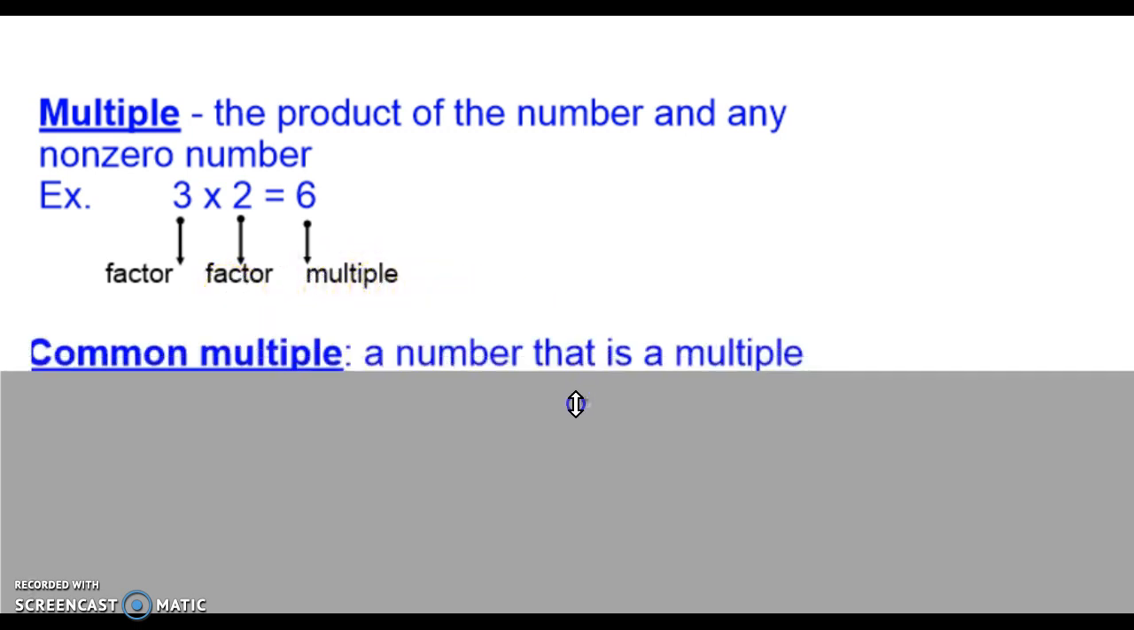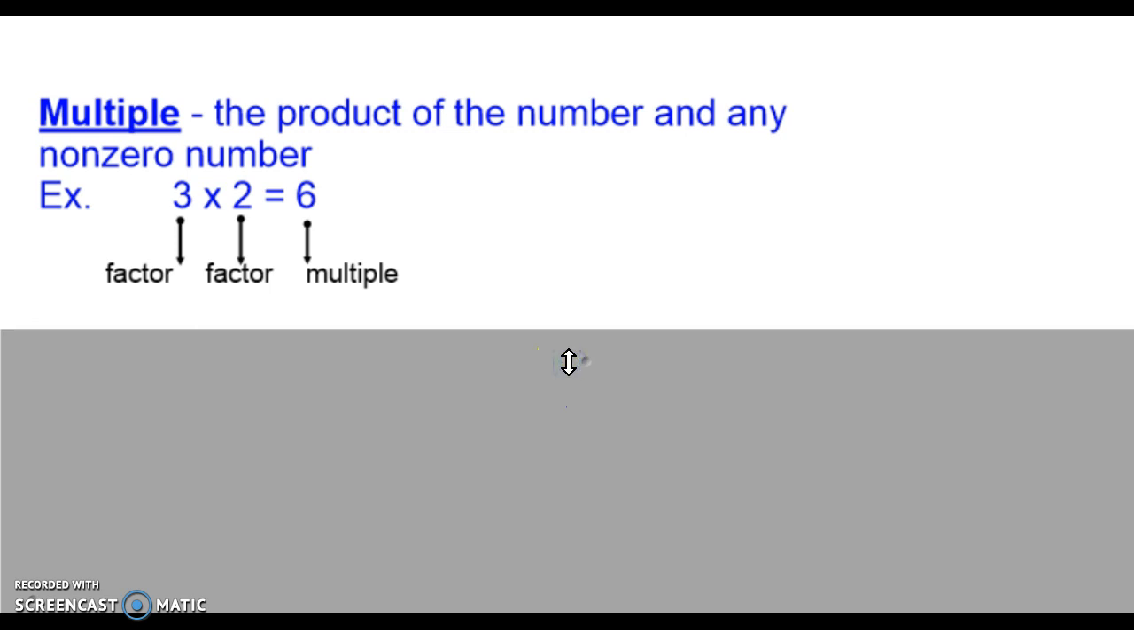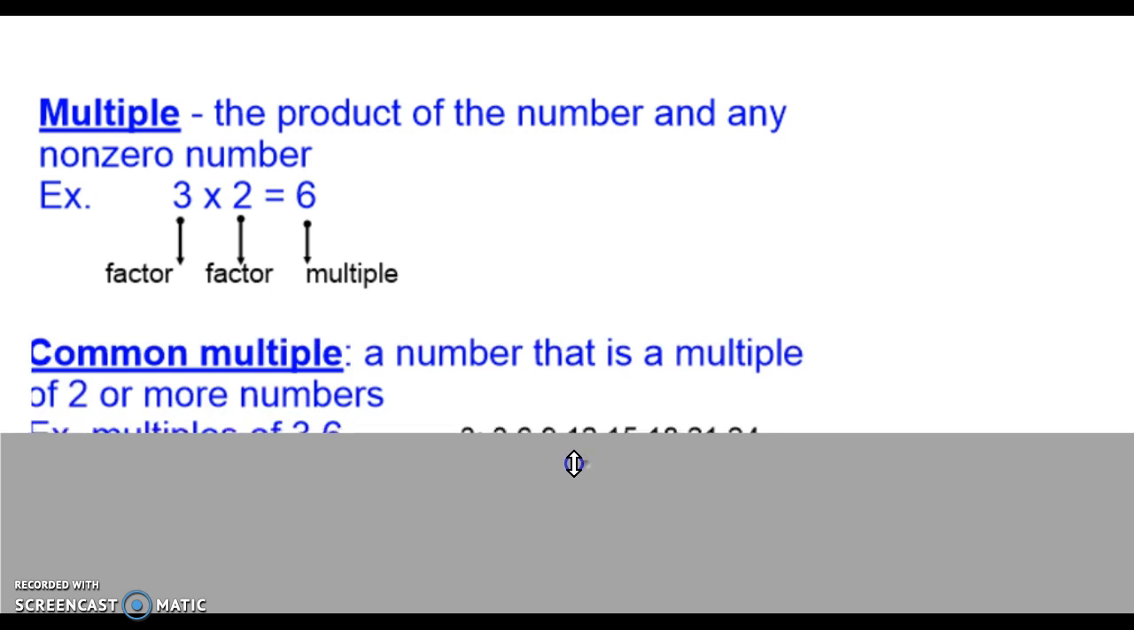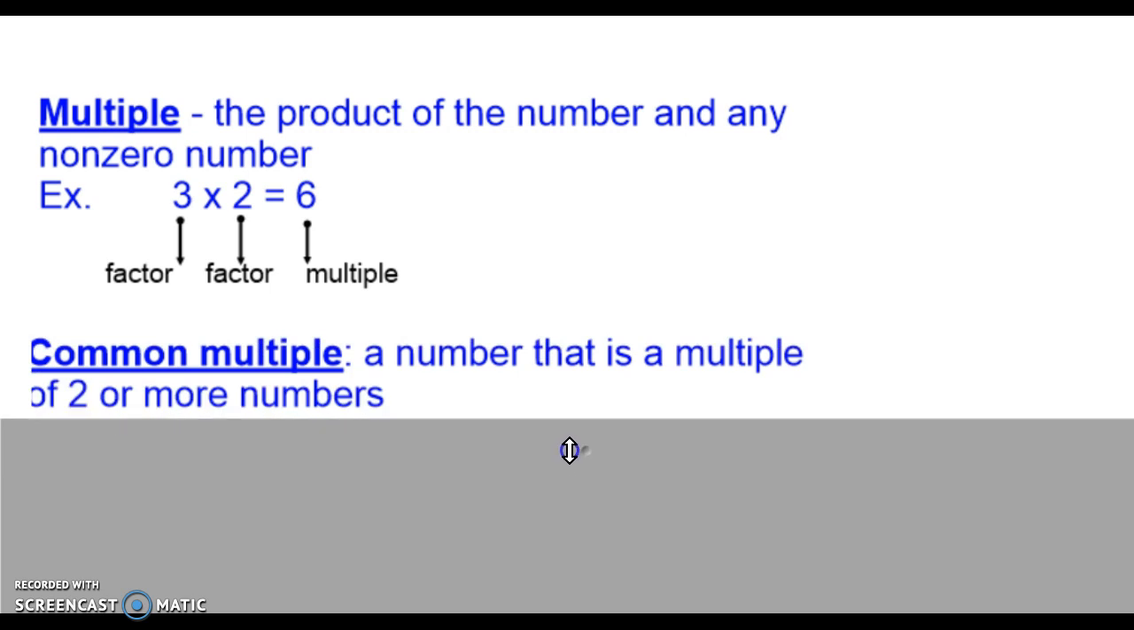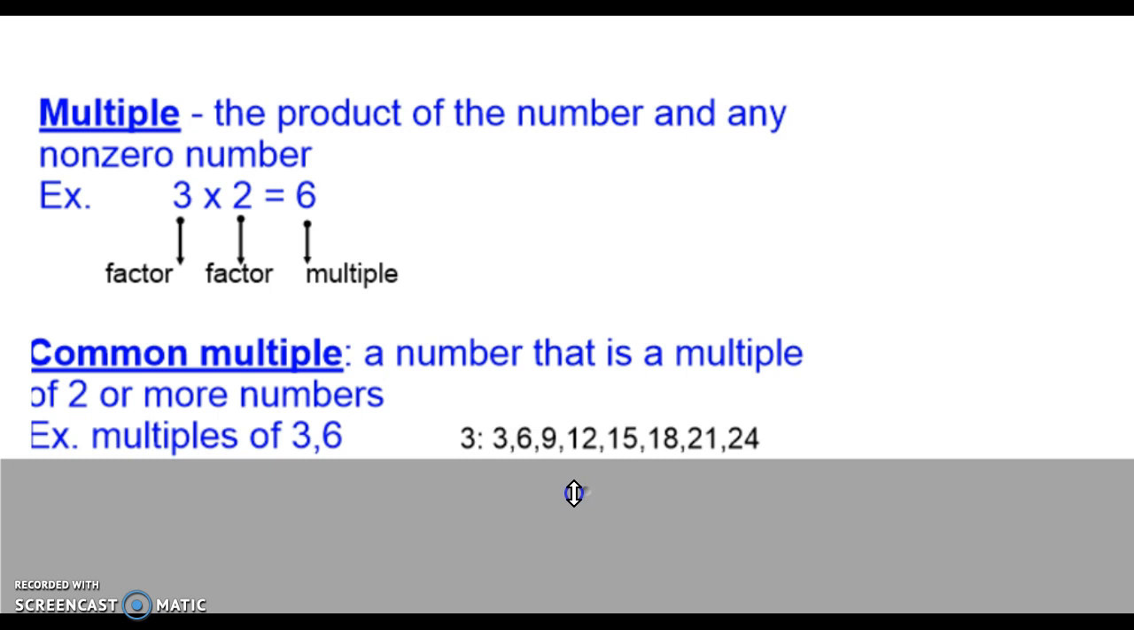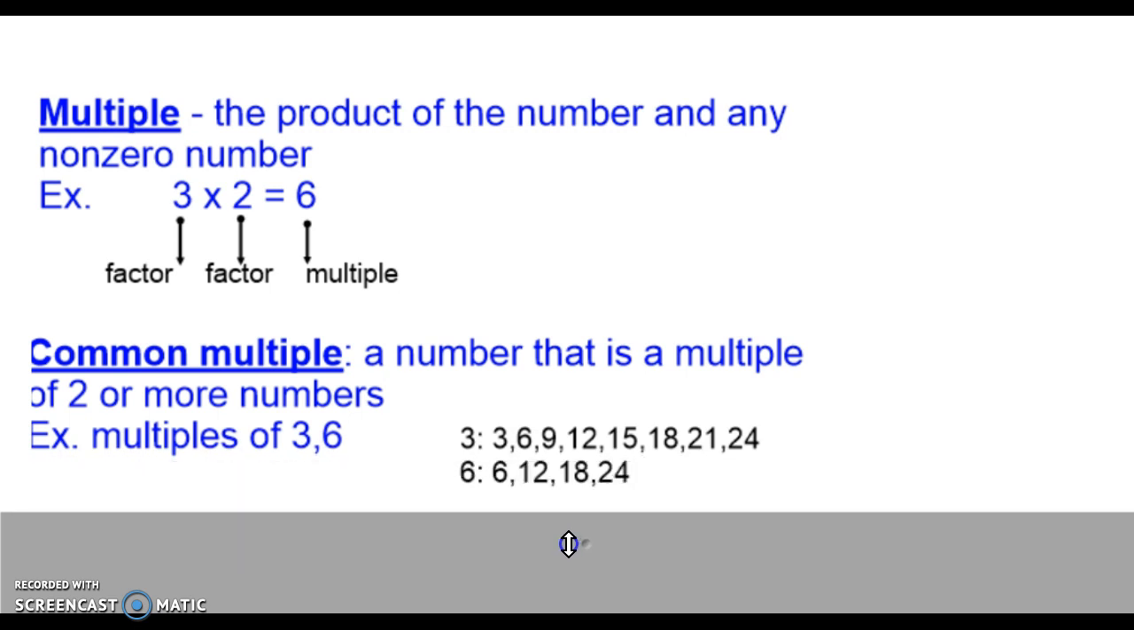I like to think of these as your math facts. So when I'm listing multiples for a number, I start by doing my multiplication math facts. A common multiple is a number that is a multiple of 2 or more numbers. So for example, starting with 3, my multiples of 3, I'm going to count by 3, would be 3, 6, 9, 12, 15, 18, 21, 24. This could keep going on for infinity.